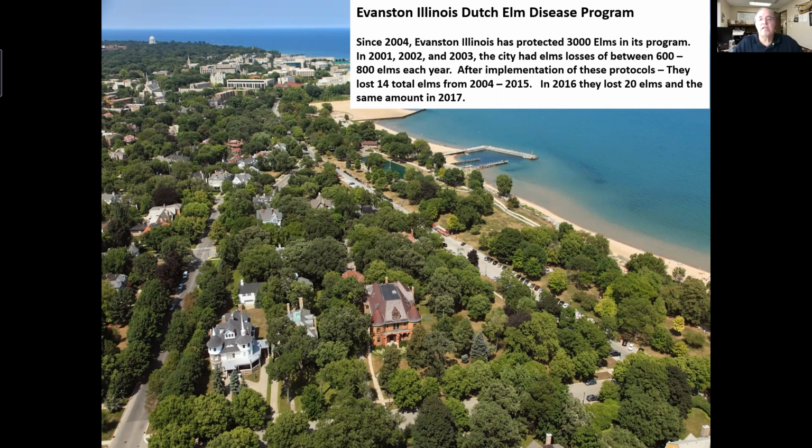In fact, I think they lost 14 elms between 2004 and 2015 after losing 600 to 800 per year. Then in 2016, some new foresters came in and they stopped following the program, and right away the disease started to go up. So we've been in there again and we've got them, so they're not losing their trees. This is a great example of a very effective program.